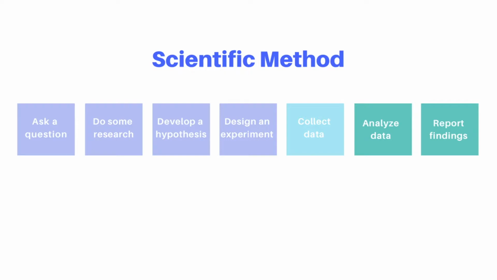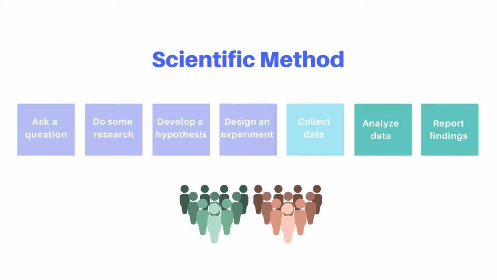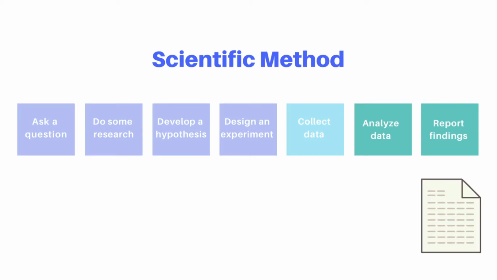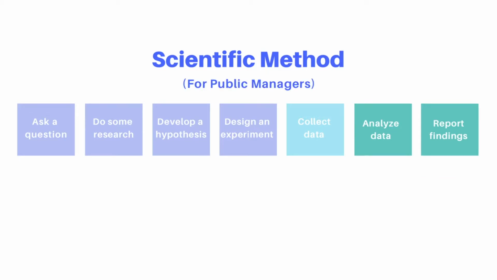Before we get bogged down in spreadsheets and stats, it's helpful to know what's the big picture here. Let's start with something you're probably familiar with: the scientific method. You know, the process you learned in elementary school for how to conduct a scientific inquiry. There are lots of versions of this, but they all come down to the same basic steps. You ask a question, do some sort of research, develop a hypothesis, design an experiment, collect some data, analyze it, and report your findings. This matters because public managers do a very similar process all the time.